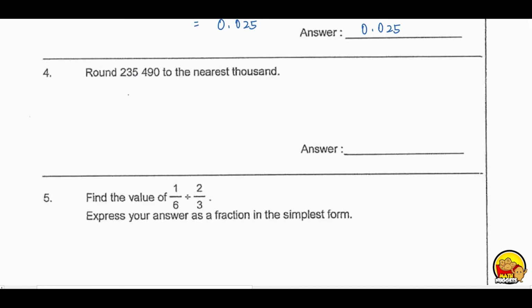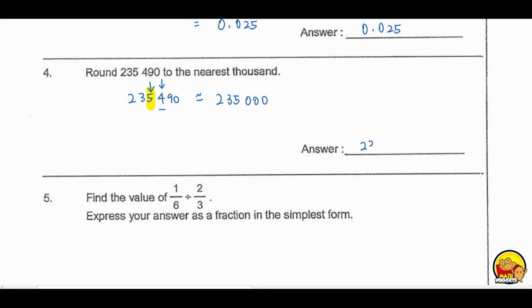Question 4, rounding off 235,490 to the nearest thousand. Thousands place is here. I'm going to check the hundreds place. 4 is less than 5. Therefore, the thousands place will remain. So it's 235,000. Everything else is 0 behind.